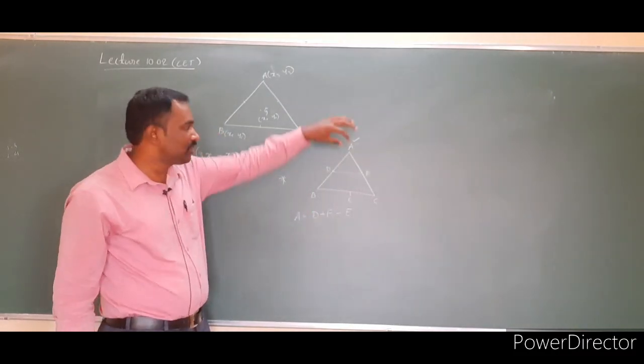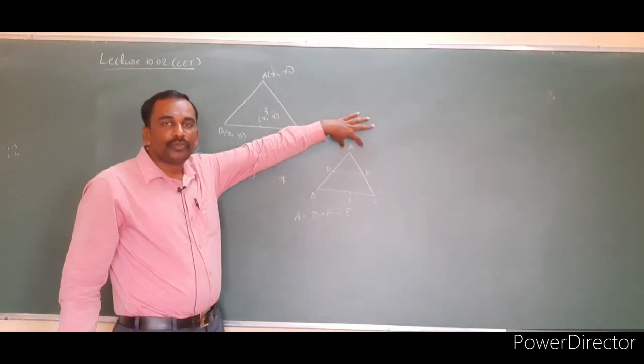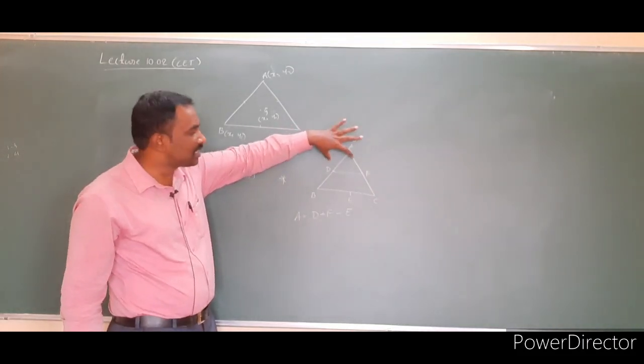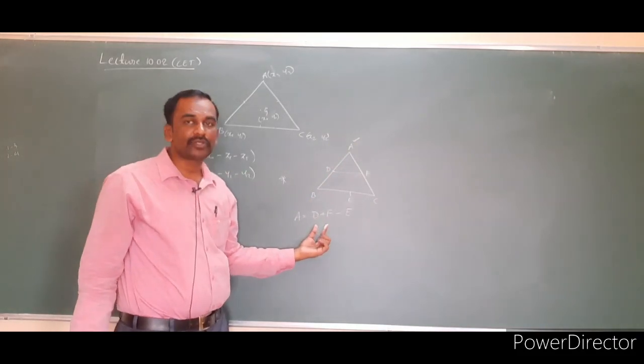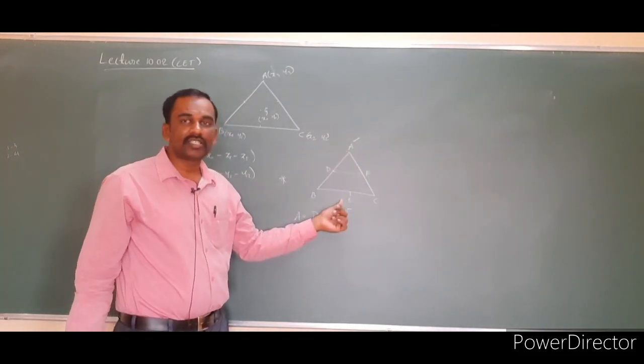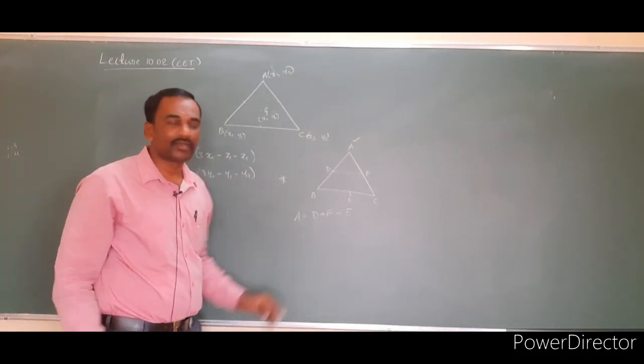For the A coordinate, which midpoints are nearer? D and F are nearer. Add those two. Which one is at the longer distance? E, so subtract it.